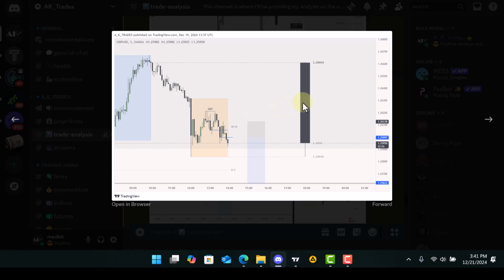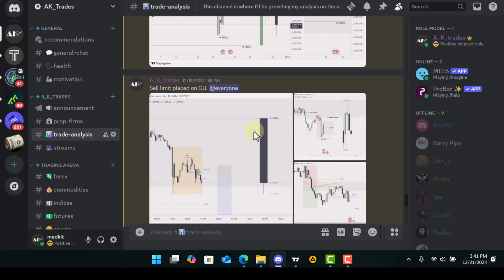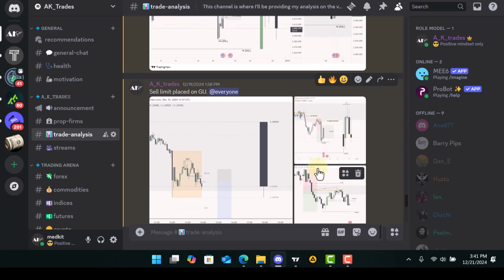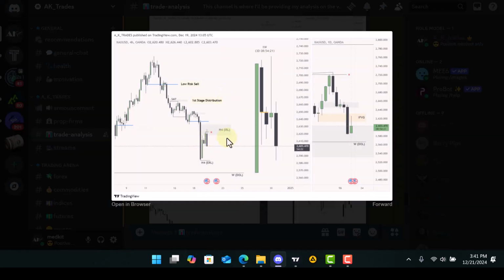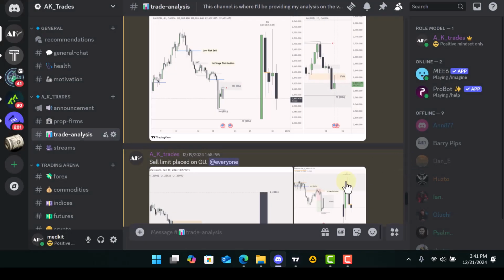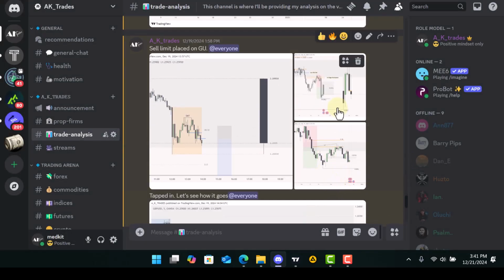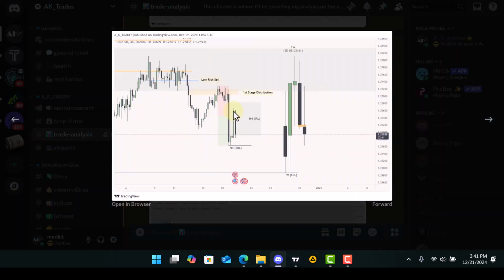Before the 4 hour expansion candle was formed, this 4 hour expansion candle actually formed. That was the, what do you call it? I think that was the 10 a.m. expansion candle. Sorry, I don't think, this is what I'm looking for. This was the 10 a.m. expansion candle.